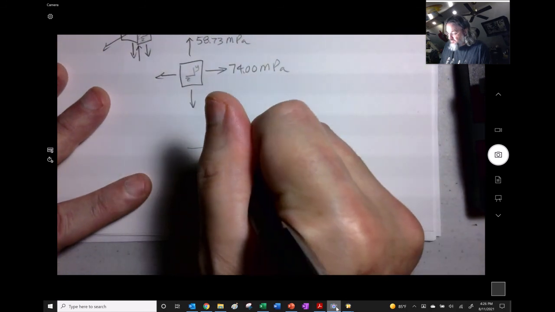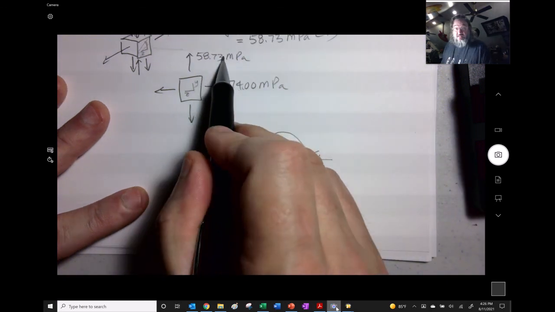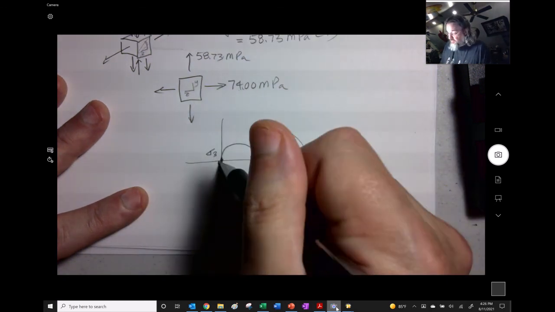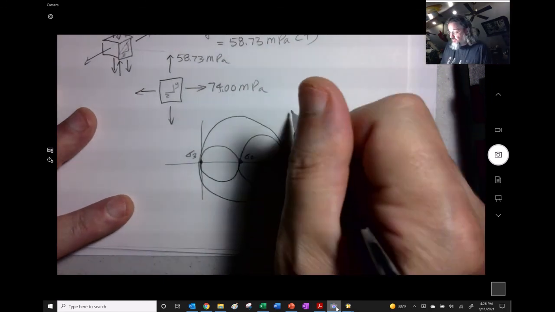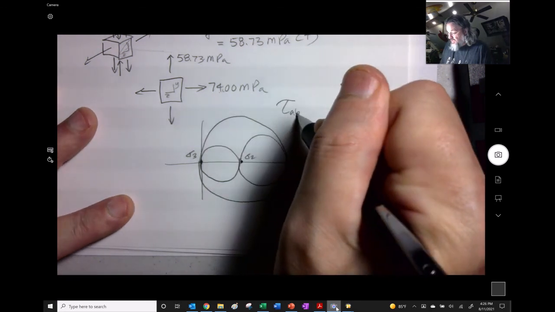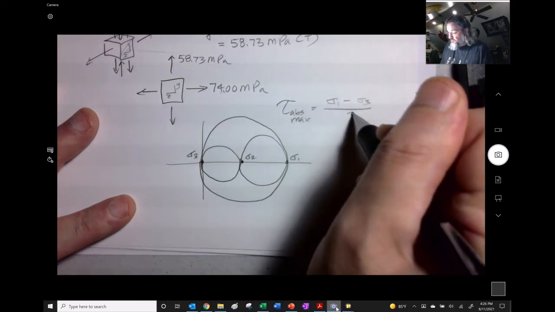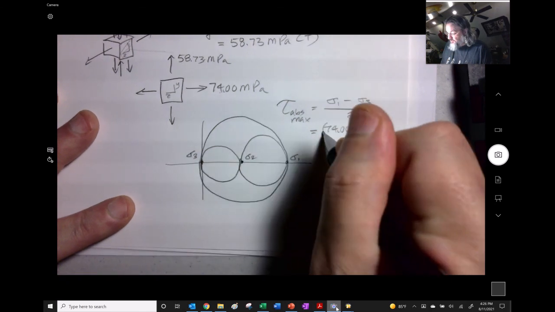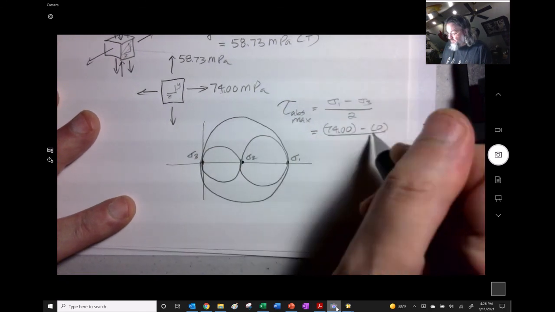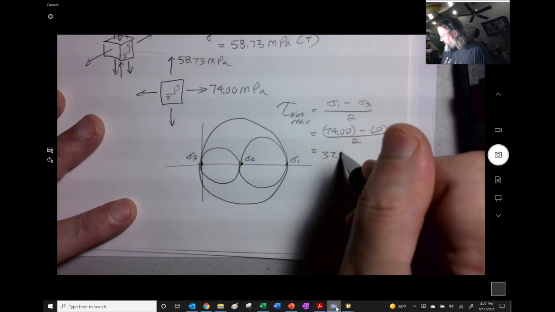And there's a 0, sigma 3, sigma 2, and sigma 1. This is equal to sigma 1. This is equal to sigma 2. Sigma 3 is this. Right there is the 3D Mohr circle, and the tau abs max is sigma 1 minus sigma 3 divided by 2. Or in this case, it's just going to be 74 divided by 2, right? Because sigma 3 is 0. 74 divided by 2 is 37. I needed a calculator for that.